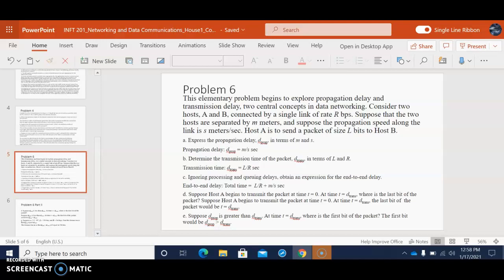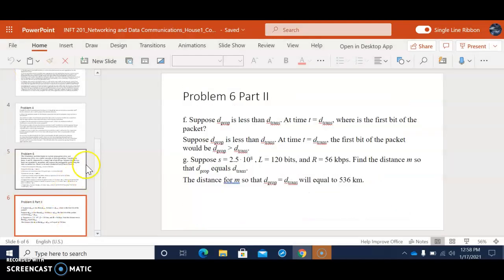Okay, now they're giving the whole question. t is equal to 0 and t equals dtrans. So basically, the last bit of the packet will be at t equals dtrans, since that will be your equation. Okay, now let's go to E. Suppose dprop is greater than dtrans. At time t equals dtrans, where is the first bit of the packet? Now they're asking us where the first bit is, and here it is giving us the answer. So dprop is greater than dtrans, so the first bit of the packet will be, basically, on that equation.